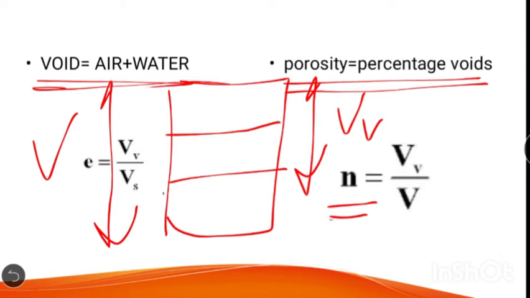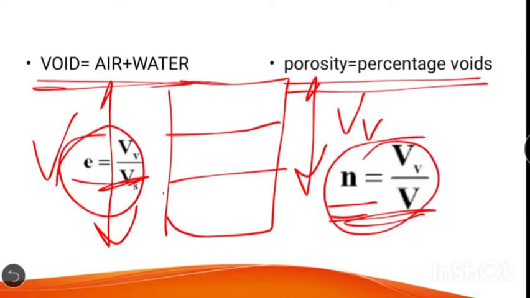Now you should know what these values tell us. When you calculate void ratio and porosity, they give the compactness, meaning how dense or loose the soil is. If the soil is more dense, then the values of the void ratio and porosity are less. The denser the soil, the lesser the void ratio and porosity. I hope it is clear to you, and they both have no unit because they are ratios.